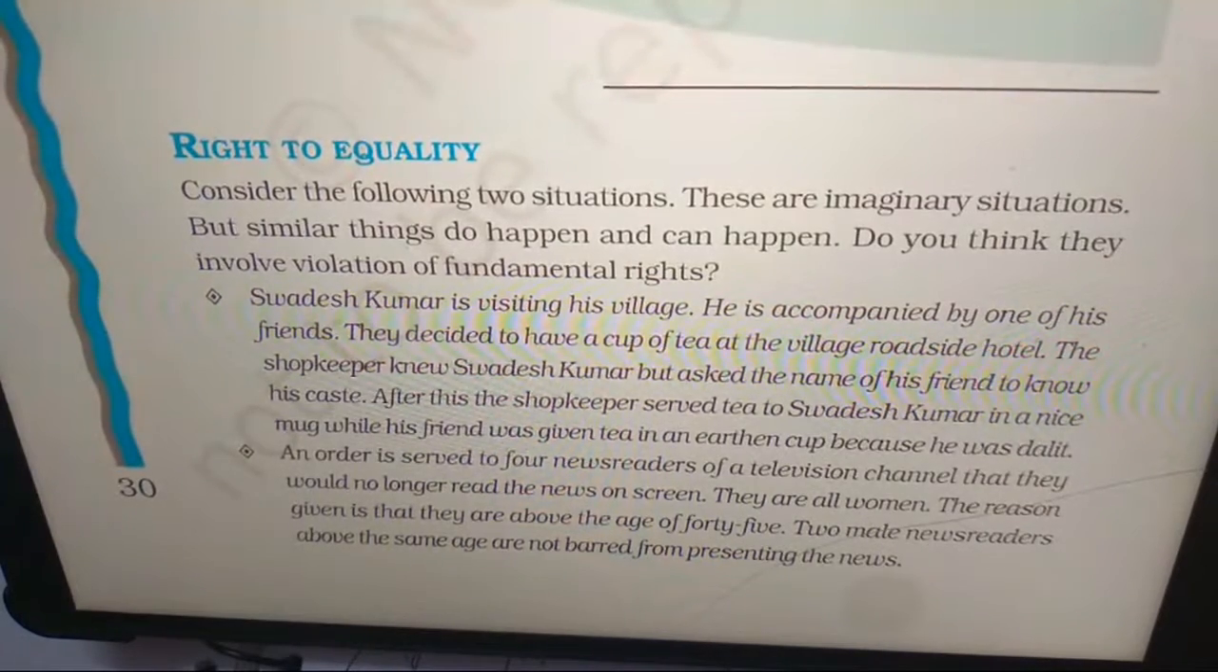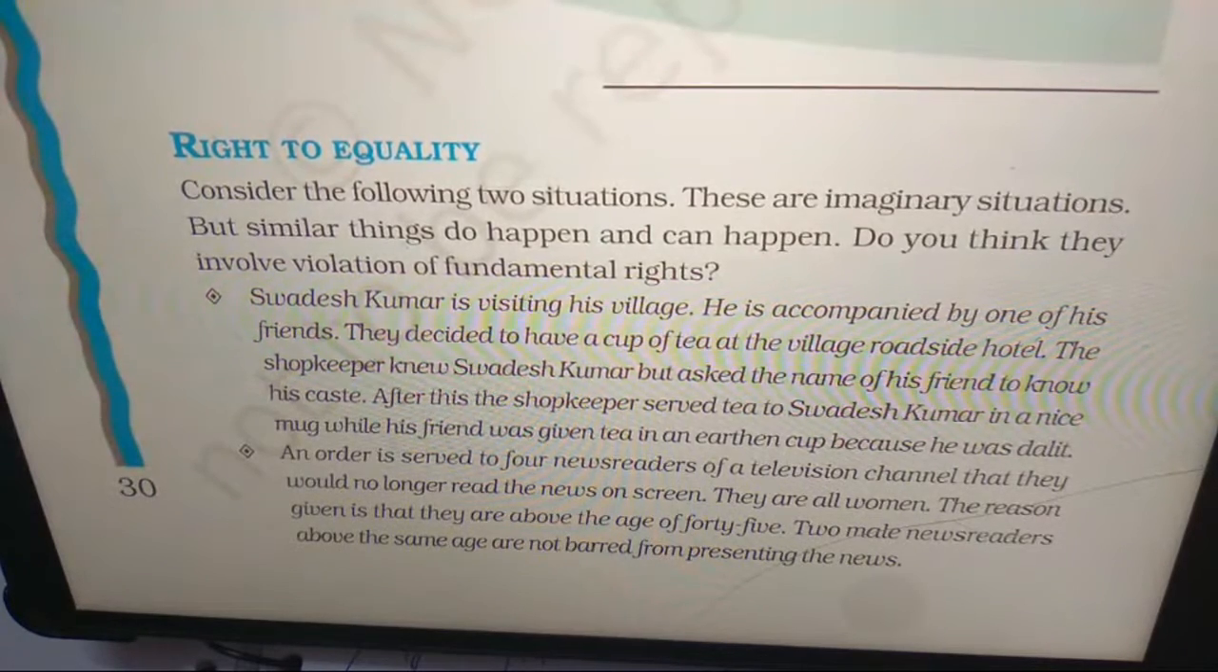Swadesh Kumar is visiting his village. He is accompanied by one of his friends. They decided to have a cup of tea at the village roadside hotel. The shopkeeper knew Swadesh Kumar but asked the name of his friend to know his caste. After this, the shopkeeper served tea to Swadesh Kumar in a nice mug while his friend was given tea in an earthen cup because he was Dalit.